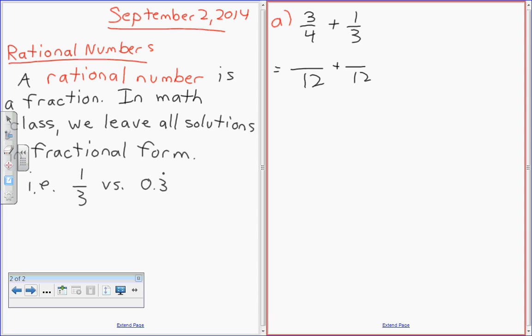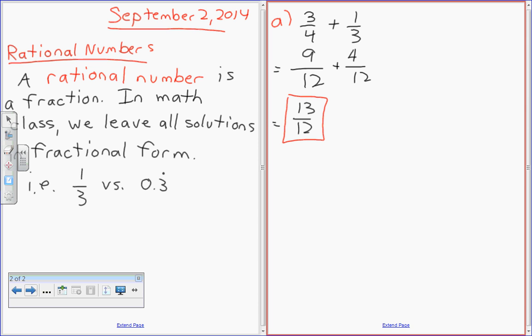Awesome. Keep passing that. Riley, 3/4 is what over 12? 9. Good. And 1/3 is what over 12? Good. Jesse, what is 9/12 plus 4/12, please? 13/12. And that is a wonderful solution for this course. Okay? And you can leave it as 13/12.